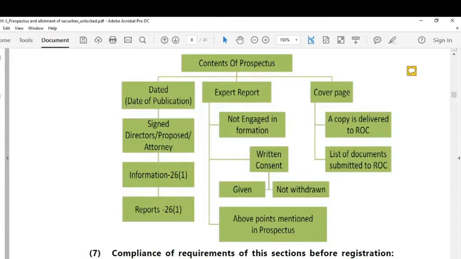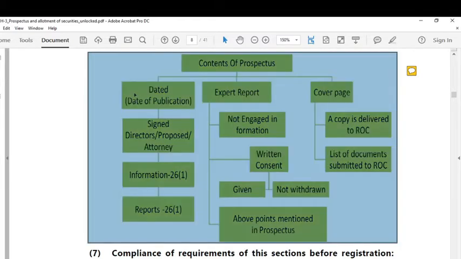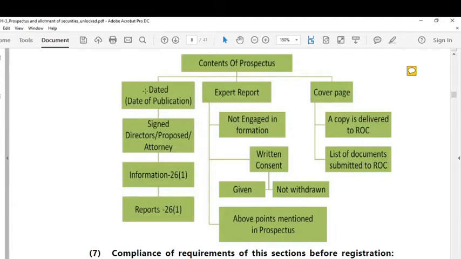So dear students, this diagram will explain it in a simple and understandable way. You can make each of the line items given here one paragraph, and you can give a beautiful answer in a couple of paragraphs if a question comes asking what are the contents of a prospectus. The first point is that a prospectus must be dated.